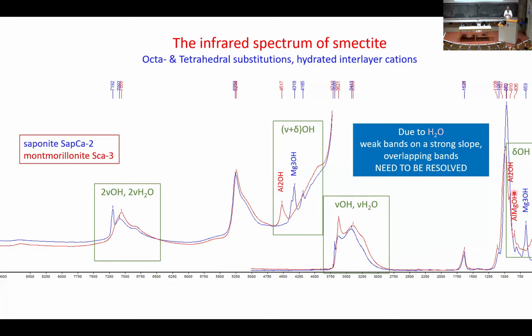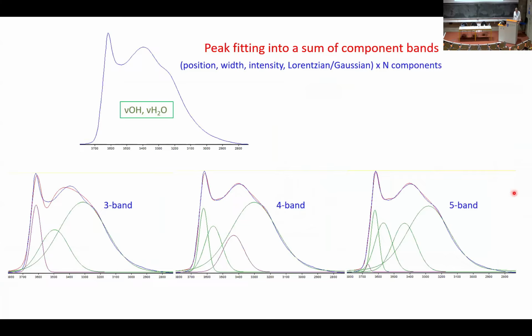And we want to be able to see the layer, the signature of the layer, in the presence of a variably wet interlayer. Variably because it is in interaction with the environment. So it's a matter of resolving features due to water and structural OH. The rest of the game will be on that.